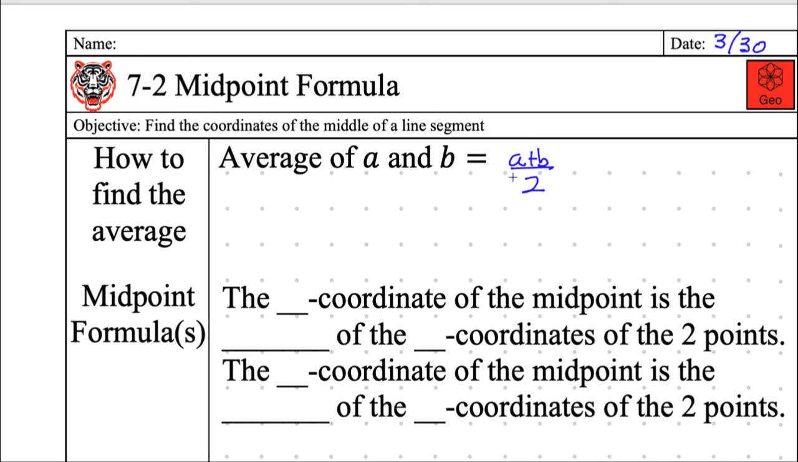And you're always going to have 2 points because we're doing a line segment. A line segment is always defined by 2 points, never 3. So you'll never have to do A plus B plus C divided by 3. That would be another way of doing the average of 3 numbers. Anyway, that's our general formula.